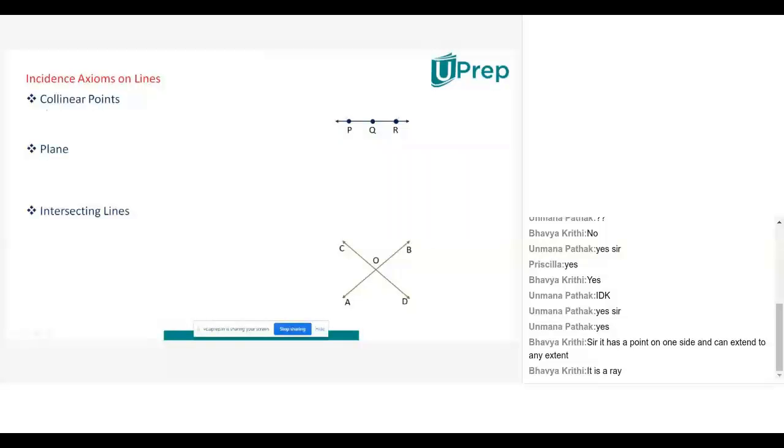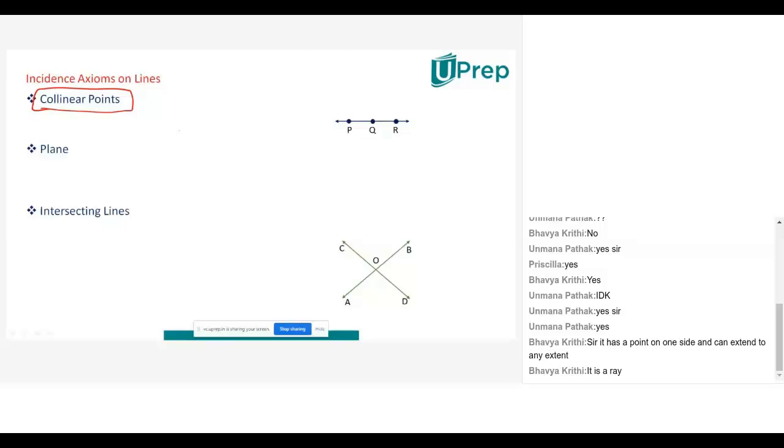Now we have a concept of collinear points. What are collinear points? Points that lie on the same line or line segment. Very good, very good. Anyone else with any other answers? No, sir. Everyone agree? Now, if I tell you something, what you have told is right.